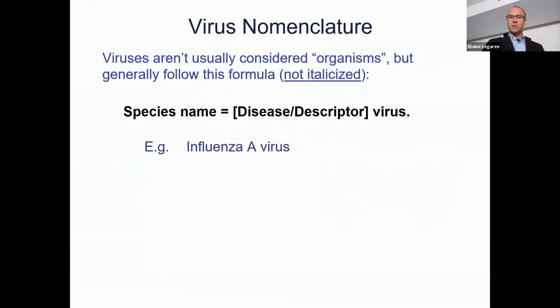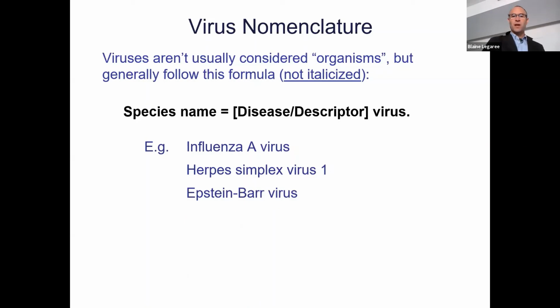Here are some examples. The influenza virus, there's actually an A, B, and a C, so they have a letter written there to distinguish which type they're talking about. Herpes simplex virus 1 causes oral herpes or cold sores, so herpes is the name of the disease, it's right in the name. Epstein-Barr virus, those are a couple of scientists who originally studied the virus. It causes infectious mononucleosis, or mono.